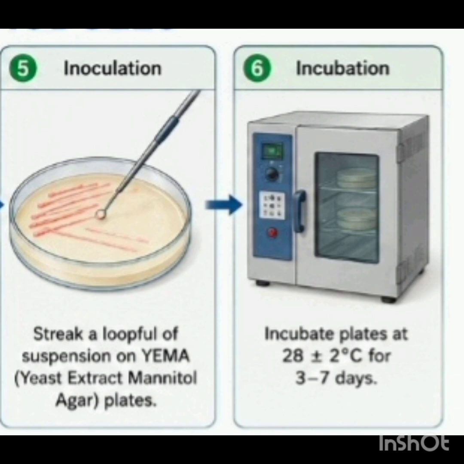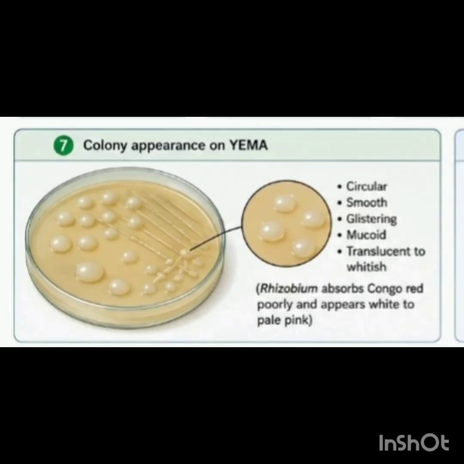So the inoculated plates are incubated at an appropriate temperature, generally around 28 degrees centigrade, for several days. During this period, individual bacterial cells multiply to form visible colonies. The appearance of these colonies provides important clues for identification, and colonies of Rhizobium are usually circular, smooth, translucent to opaque, glistening, elevated, and mucilaginous due to the production of extracellular polysaccharide. On YEMA containing Congo red, they often appear white or pale because they do not take up the dye readily.